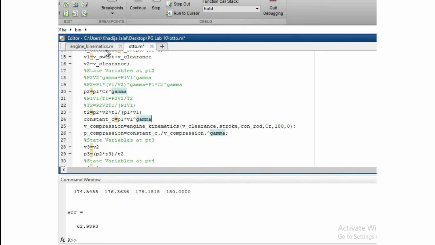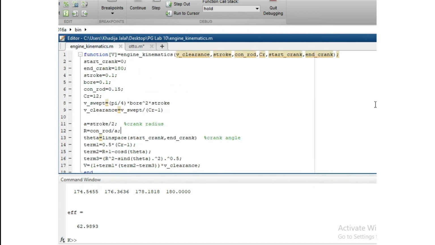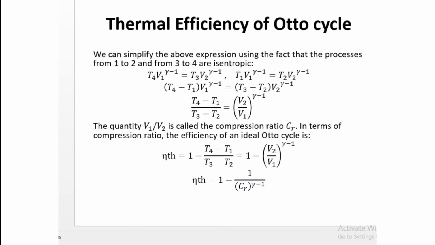So coming towards here, the MATLAB code is written. First I have defined the function for the engine kinematics. I have defined the function of volume, and this volume is a function of clearance volume, stroke, connecting rod length, and then the compression ratio, start crank and end crank. So this volume function is a function of all these values, as we have already discussed in the slides, and we have already found the relationship of volume in the slides.